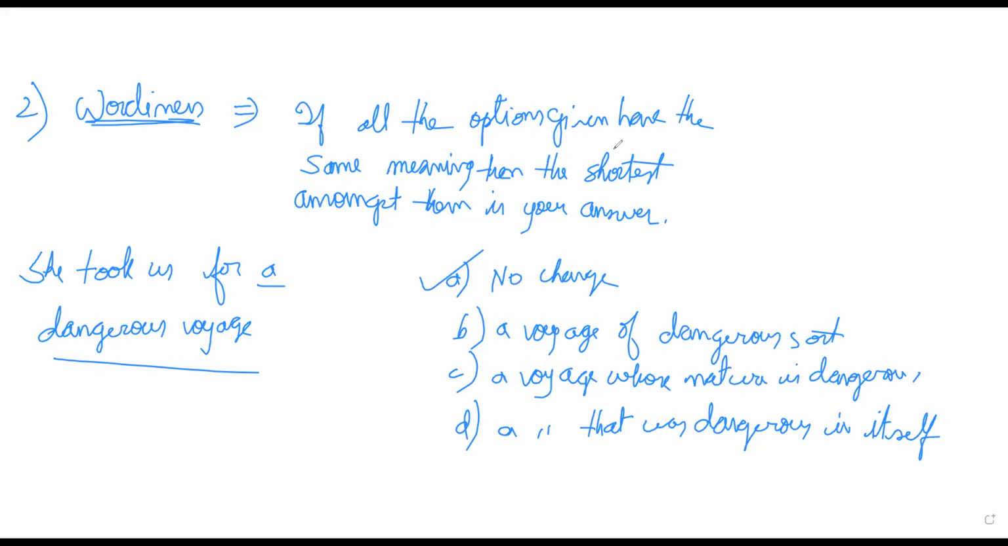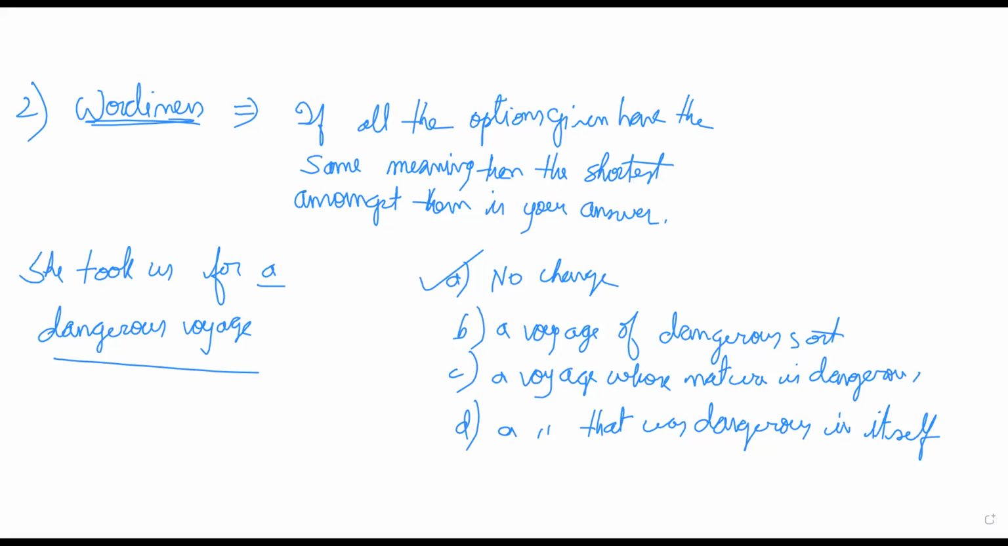But the only rule for this trick is all your options need to have the same meaning. Even if they are using different words and synonyms, that's not an issue, but they should have the same meaning. That's the logic. And the shortest one will be your answer, so much so that you can literally count the number of words as well. Understood? That's wordiness.